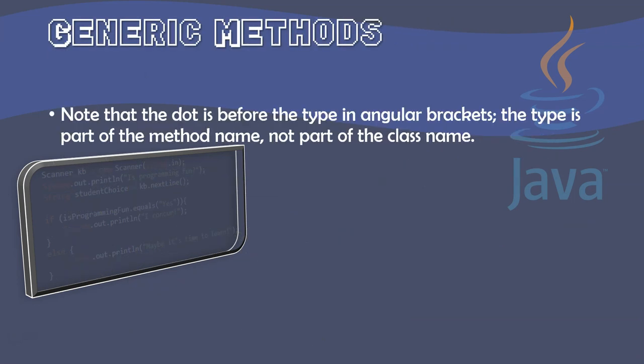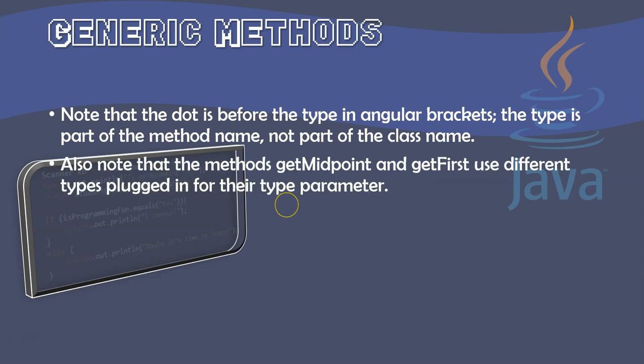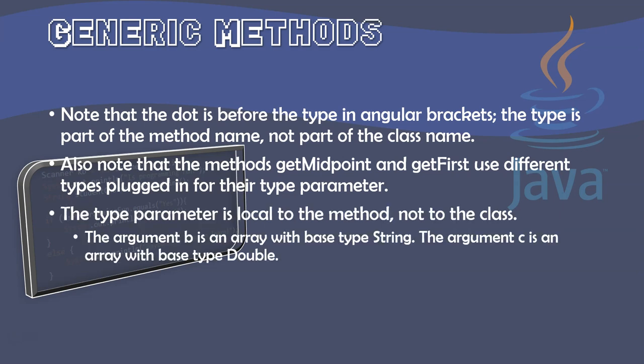Now, generic methods are very similar to what we might expect for how to call and invoke our ordinary methods. The dot is followed by the type in angle brackets. The type part of the method name, though, is not part of the class name. You also note that the methods getMidpoint and getFirst use slightly different types that are plugged in. One was String, one was Double. The type parameter, therefore, is local to the method, not to the class. The argument b, of course, was an array with base type String. The argument c is an array with base type Double.